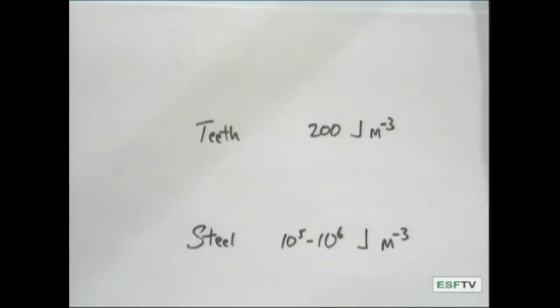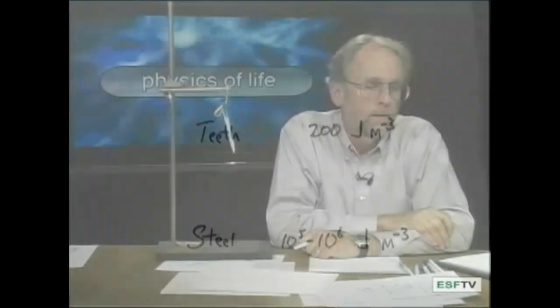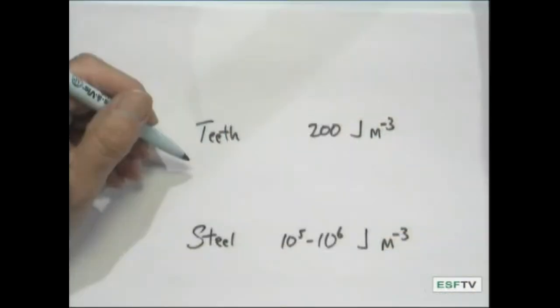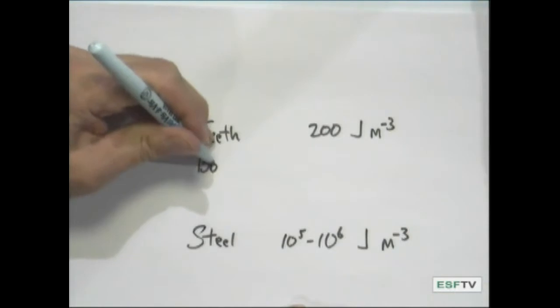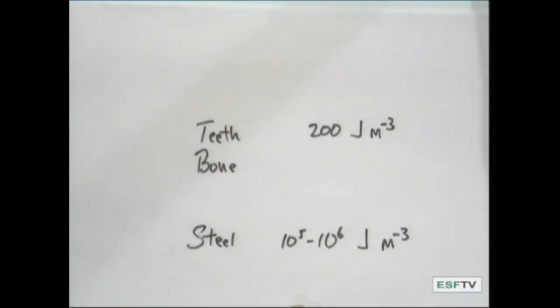It's about 200 joules per meter cubed. So even though teeth are very, very tough, very strong, very stiff, nevertheless they're fairly weak. They can fracture quite easily. You don't have to do a lot of work on them to get them to fall apart. If you look at bone, again the same question arises.